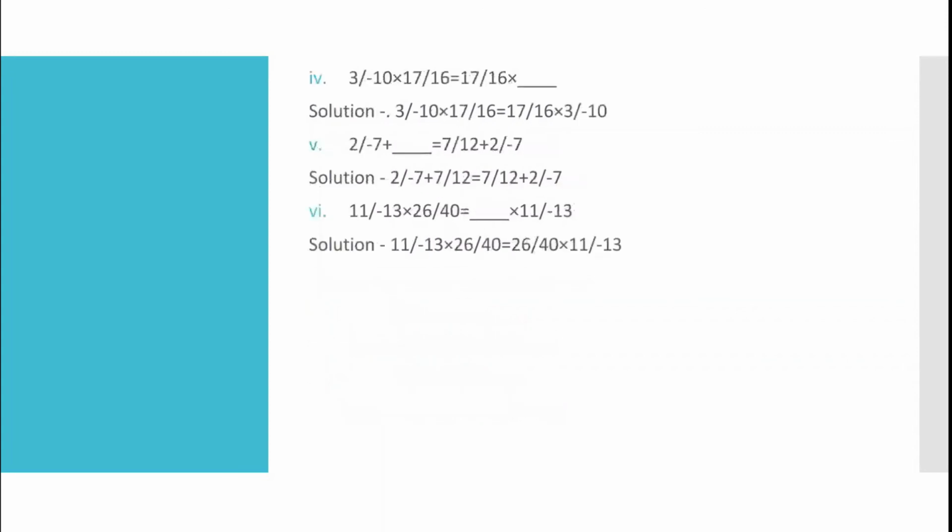Question number 4, 3 by minus 10 into 7 by 16 equals blank into 3 by minus 10. The answer is 3 by minus 10. Fifth question, 2 by minus 7 plus blank equals 7 by 12 plus 2 by minus 7. The answer of this question is 7 by 12. In the same manner, question 6 you have to solve.